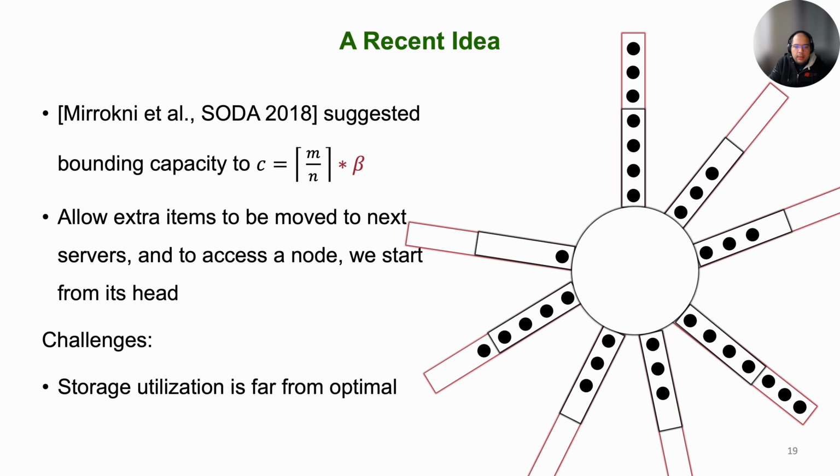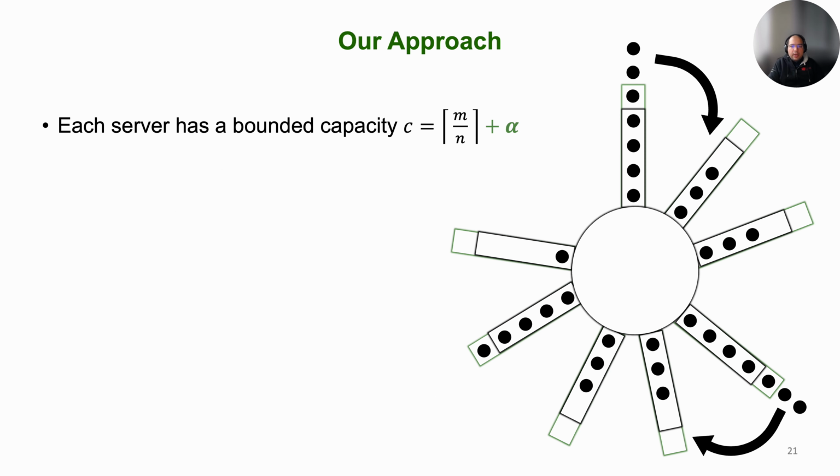One of the challenges with this approach is that we still do not reach the optimal load balancing that we can reach. The other thing is that, especially when beta is low, the number of servers that we need to search for an item can become large. So our idea is to, first of all, use an additional capacity, like a factor alpha, plus 1, plus 2, plus 3 additional capacity on top of the minimum capacity that is needed. We do the same thing: if there are some leftover items, we move them clockwise.